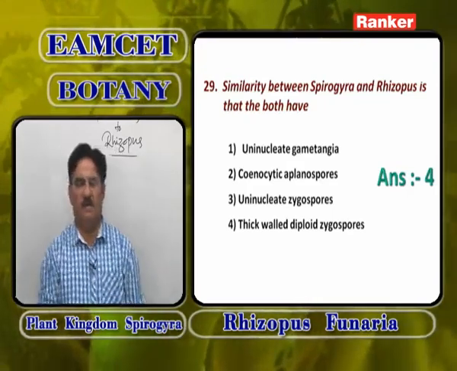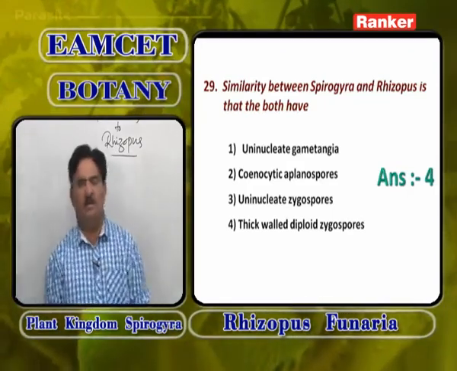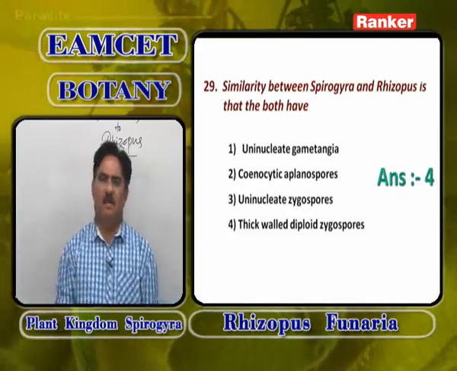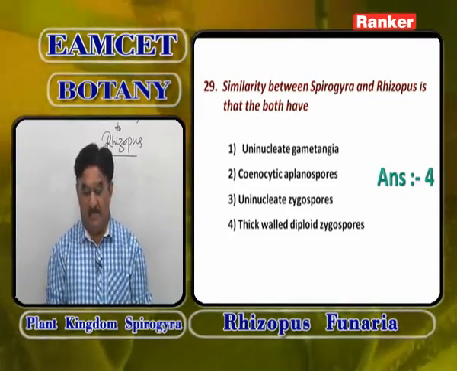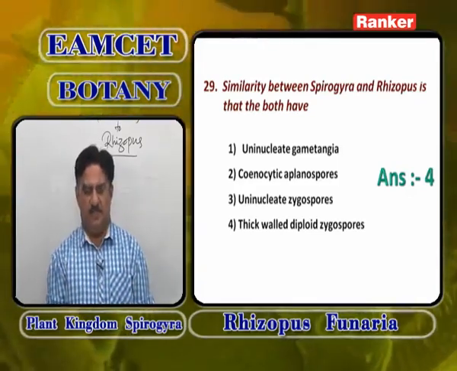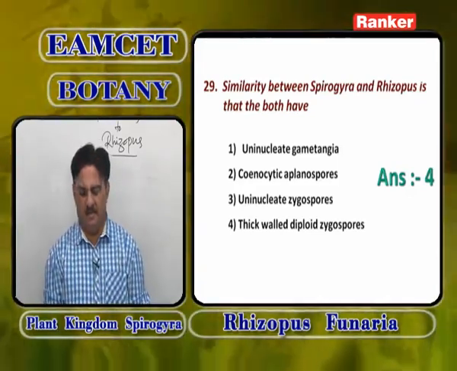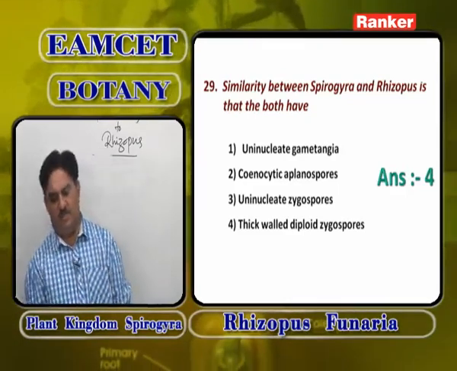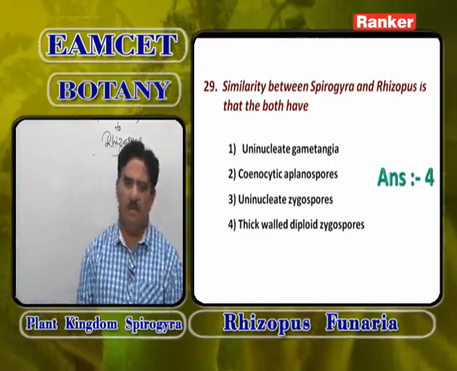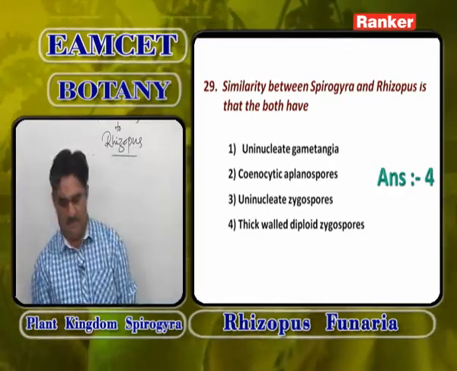In Spirogyra, a 3-layered wall is present: outer exospore or exine, middle mesospore or mesine, inner endospore or intine. Whereas in Rhizopus, a 2-layered thick wall is formed: outer exospore and inner endospore. So the similarity between Spirogyra and Rhizopus is that both have thick-walled diploid zygospores. Fourth option.